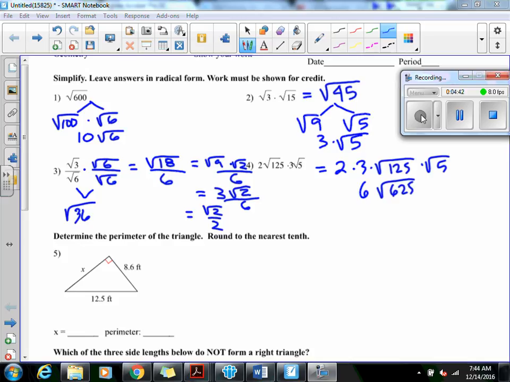It is exactly 25. So the square root of 625 is 25, which gives you 150. Now, if you had taken a different approach, you could have broken it down differently.